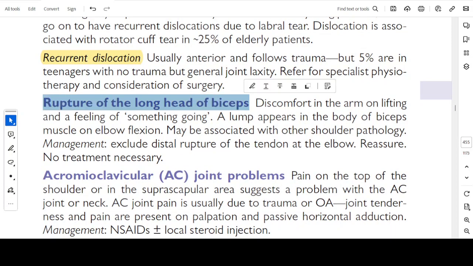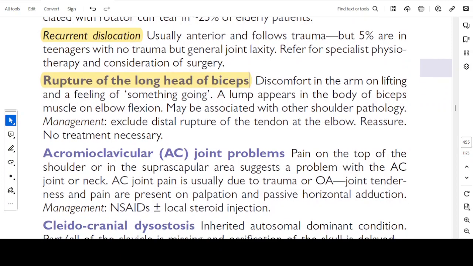Rupture of the long head of the biceps. Discomfort in the arm on lifting and a feeling of something going. A lump appears in the body of the biceps muscle on elbow flexion. May be associated with other shoulder pathology. Management. Exclude a distal rupture of the tendon at the elbow. Reassure, no treatment is necessary.